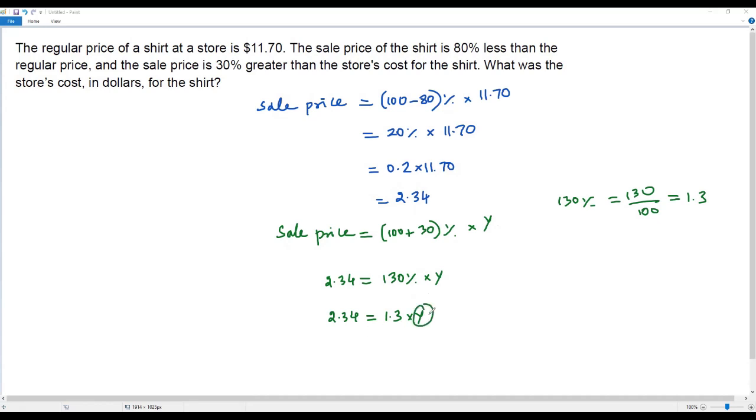Our aim is to get the value of Y, which gives the store's cost in dollars for the shirt. Let me divide both sides by 1.3 to solve for Y. So let's cancel this 1.3 and 1.3. Now let me divide 2.34 by 1.3. When I do so, I'm getting 1.8. So here I got the value of Y, that is 1.8. We have assumed Y as the store's cost in dollars. Therefore, the store's cost in dollars for the shirt is 1.8.